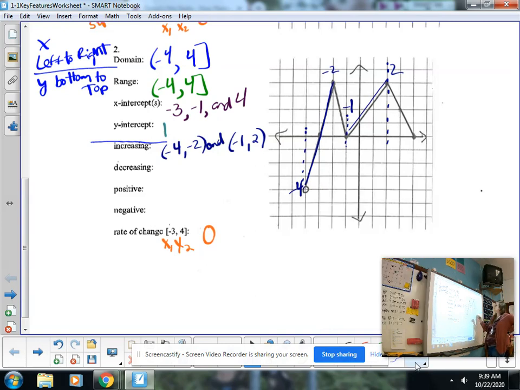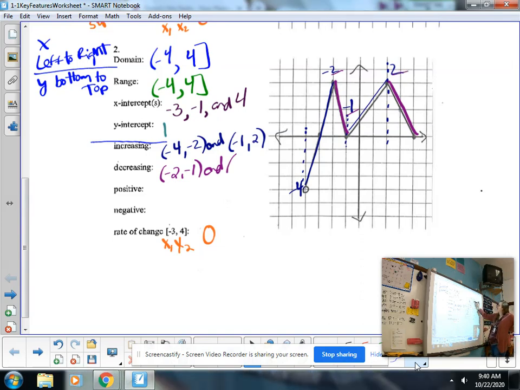Decreasing, where we have a negative slope. So it's going to be this piece and this piece. Well, I already said this x value was -2 and this x value is -1, so it's decreasing from -2 to -1. And it's decreasing from this x value, which I already said was 2, to this x value, which is 4. And notice, I do cover the whole span from -4 to 4: -4 to -2, -2 to -1, -1 to 2, and then 2 to 4.